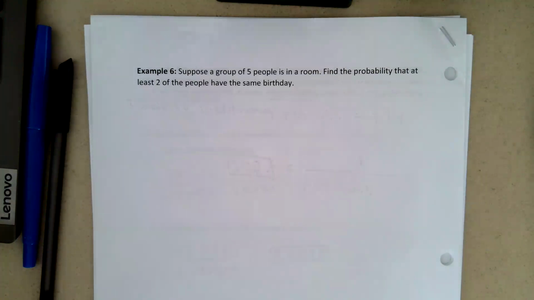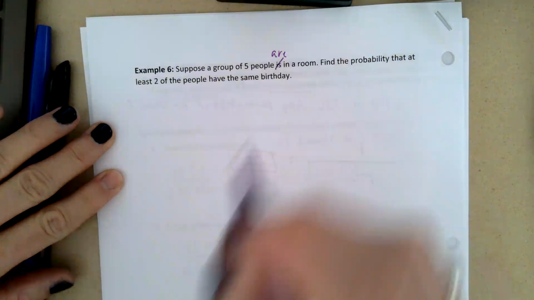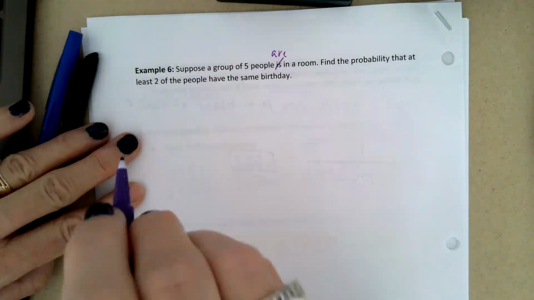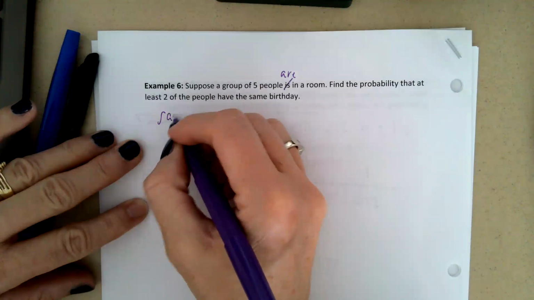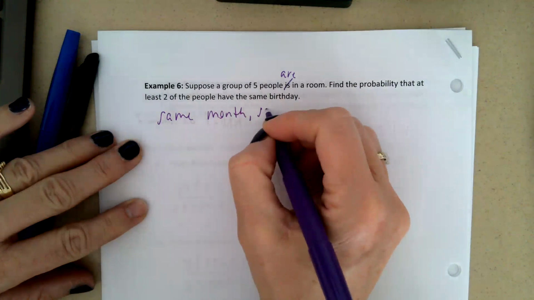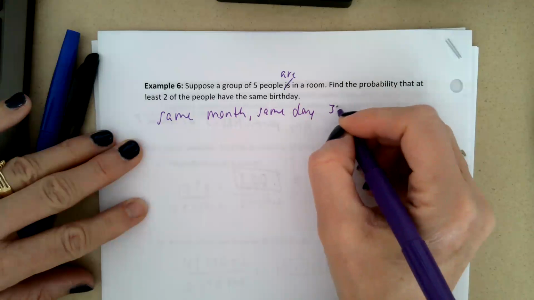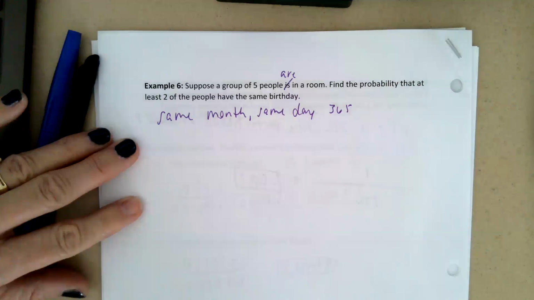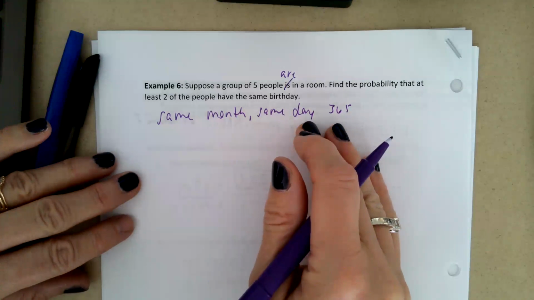Example 6 says, suppose a group of 5 people are in a room. Find the probability that at least 2 of the people have the same birthday. Okay. So same month, same day, there's 365 options. So the exact same birthday, there's 365 unless you were born on leap year, then there would be 366. But we're going with the 365.